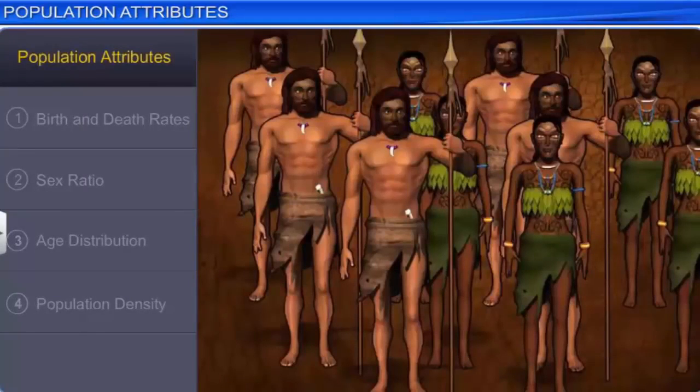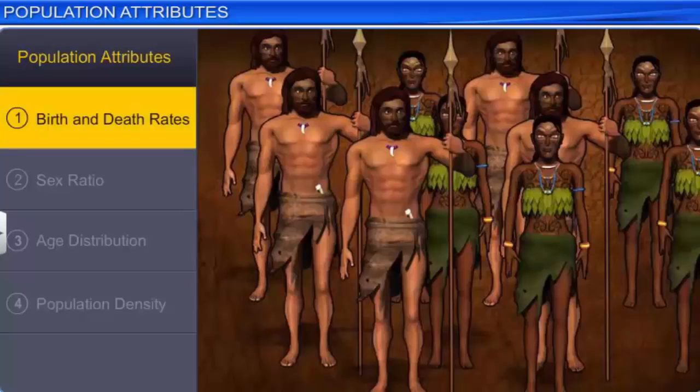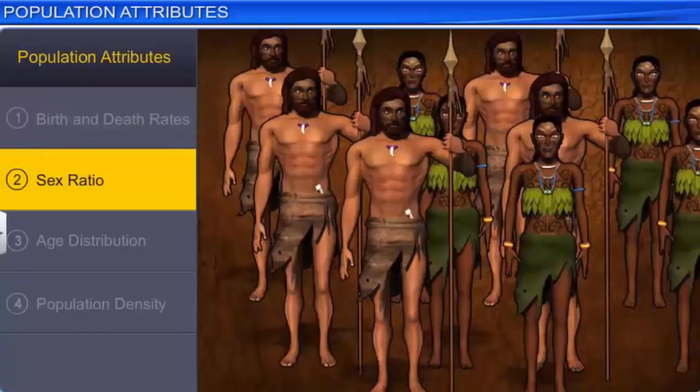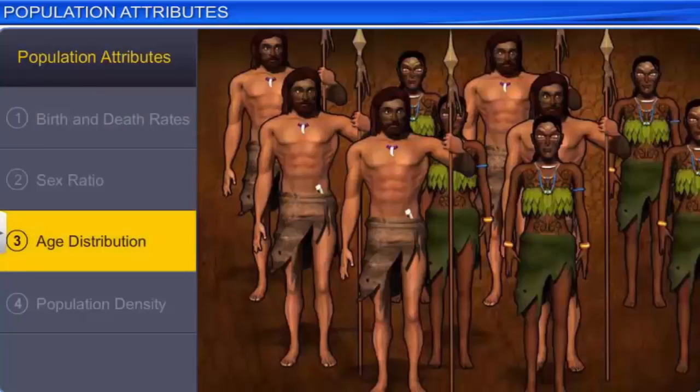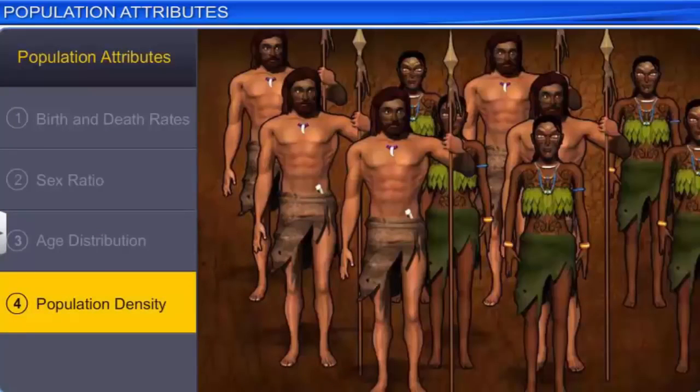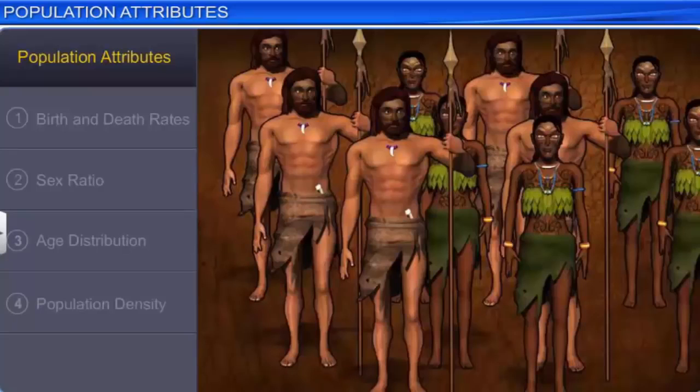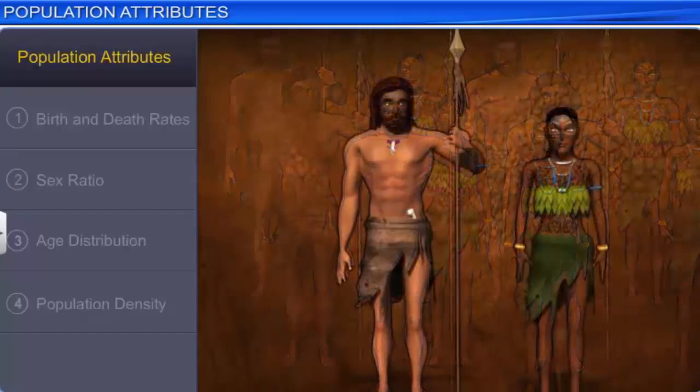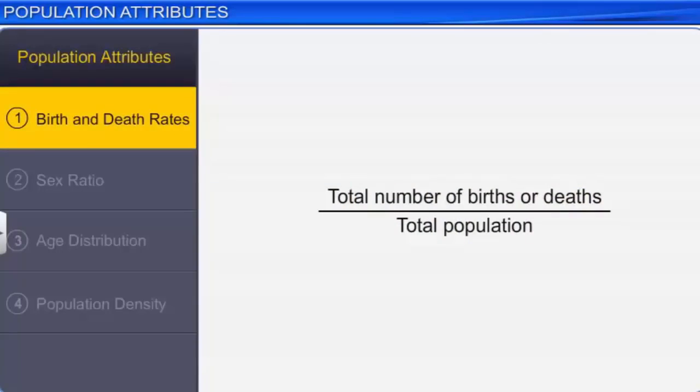Interestingly, a population has certain characteristics or attributes such as birth and death rates, sex ratio, age distribution, and population density, which are statistically measured. However, these attributes cannot be calculated for individual organisms. Birth and death rates are expressed in terms of per capita. That is, by dividing the total number of births or deaths by the total population that exists in a given time period.